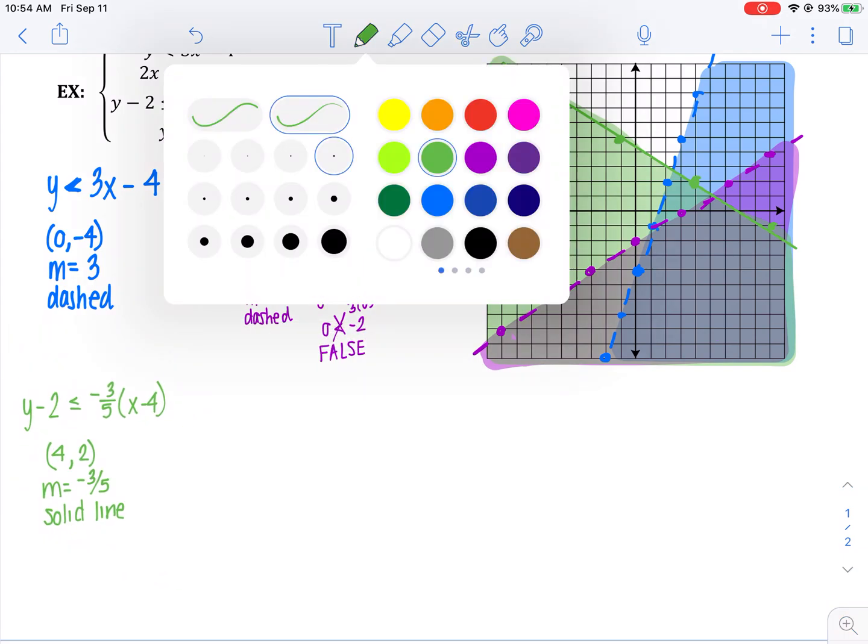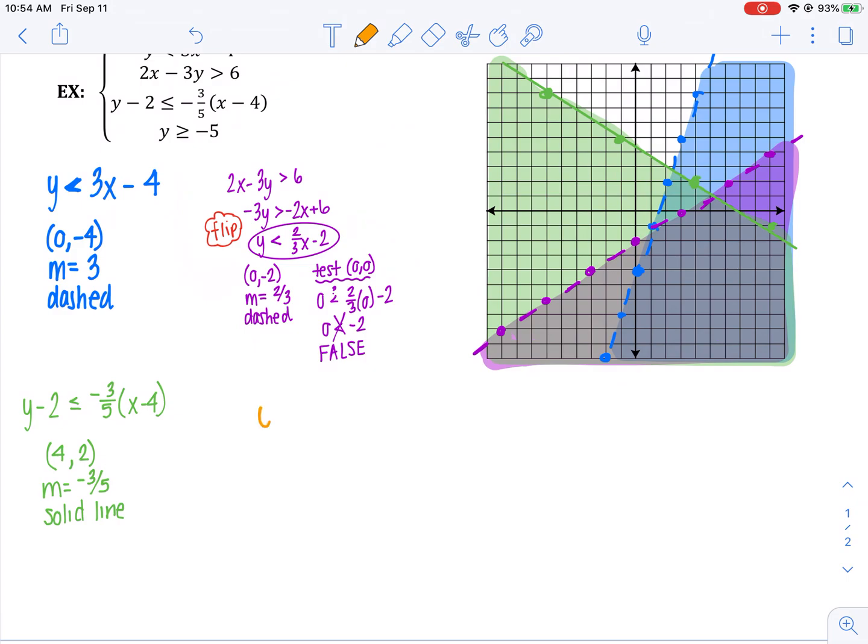Okay, last one. I'll do it in orange. y is greater than or equal to -5. This is pretty nice. This is just a horizontal line at y equals -5. It's going to be a solid line because of the equal sign in the inequality. 1, 2, 3, 4, 5. That's this line right here. I'm going to move it up to be exact. There we go. That's the line y equals -5.